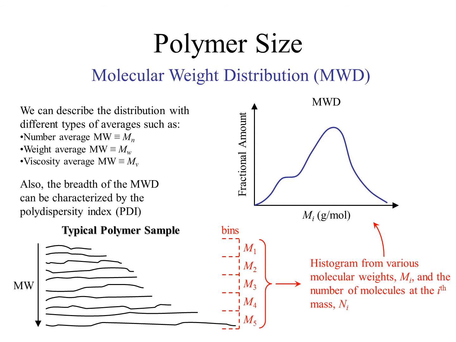The polydispersity index, or PDI for short, is a measure of how wide this molecular weight distribution is. This can be almost as important as the average in many cases.